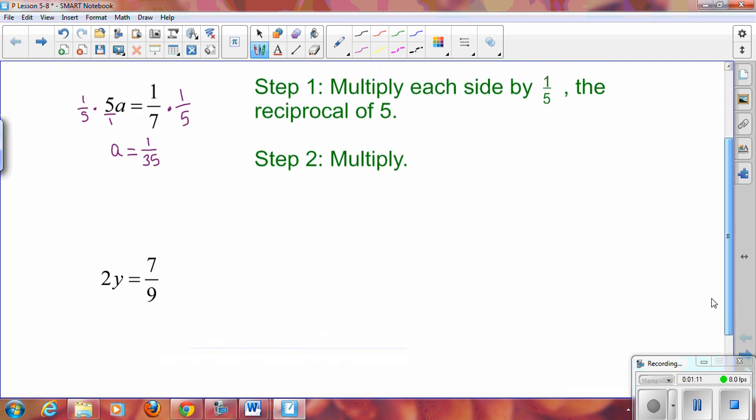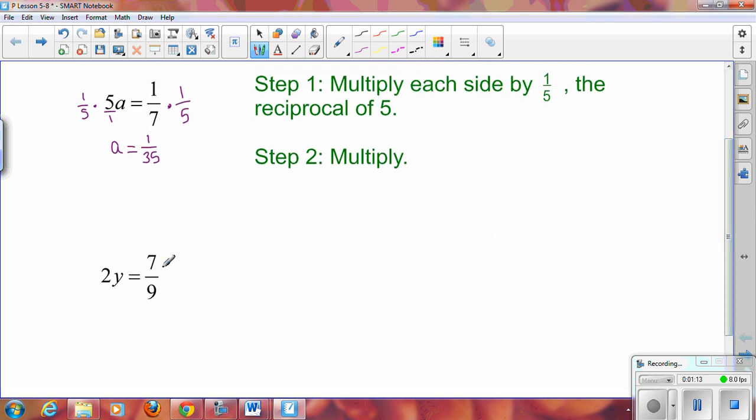Okay, our next one, we have 2y equals 7/9. And to get rid of this 2, instead of dividing by 2, we are going to multiply by 1/2. Remember, multiplying by a reciprocal is the same as dividing. Multiply by 1/2. Okay, so on the first side we have y, and on the second side we have 7 times 1, which is 7, and 9 times 2, which is 18. And that doesn't need to be simplified any further.